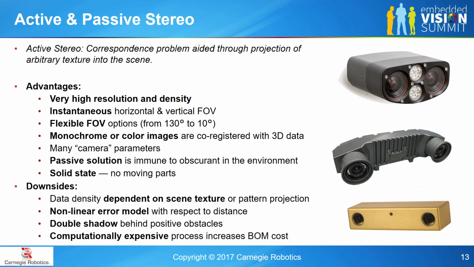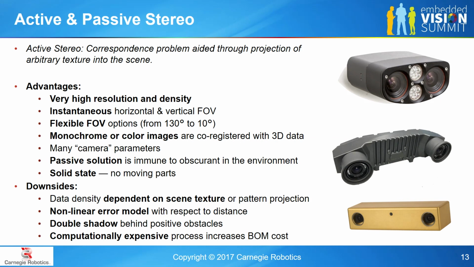You do get instantaneous horizontal and vertical field of view, and you also have very flexible field of view and baseline options because of how these systems are built. You can build stereo cameras with 10 degree up to 130 degree horizontal fields of view and everything in between, and baselines of whatever distance you need for whatever depth accuracy you care about. You can also get, if you use color cameras, immediately correlated color data with 3D data, which is really useful. Instead of having an adjacent RGB camera next to your time-of-flight camera, you can get RGB and depth from the same data stream.